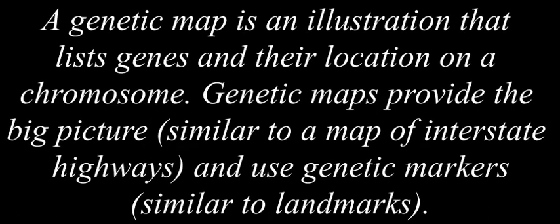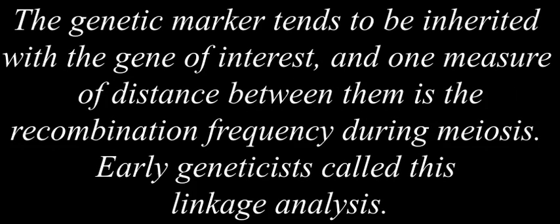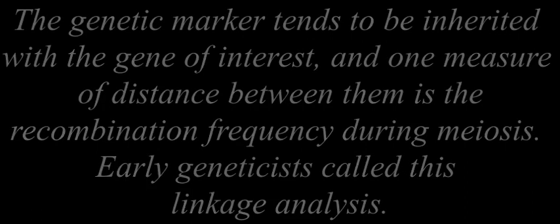A genetic map is an illustration that lists genes and their locations on a chromosome. Genetic maps provide the big picture, similar to a map of interstate highways, and use genetic markers similar to landmarks. A genetic marker is a gene or sequence on a chromosome that shows genetic linkage with a trait of interest. The genetic marker tends to be inherited with the gene of interest, and one measure of distance between them is the recombination frequency during meiosis. Early geneticists called this linkage analysis.